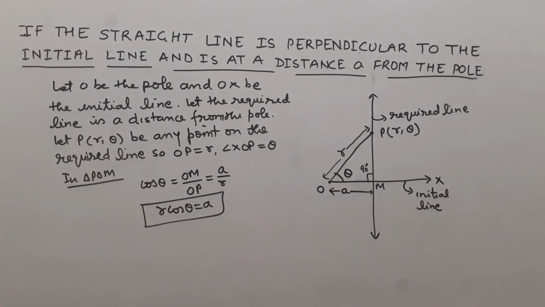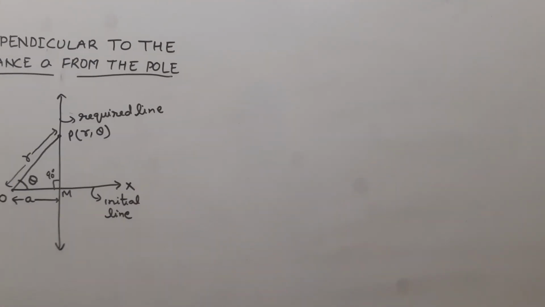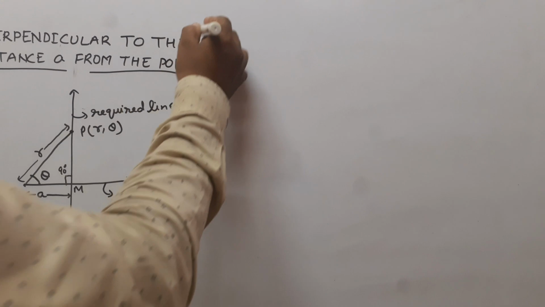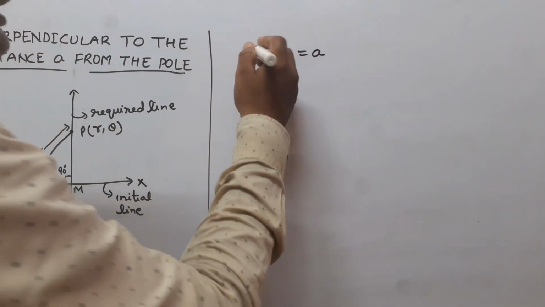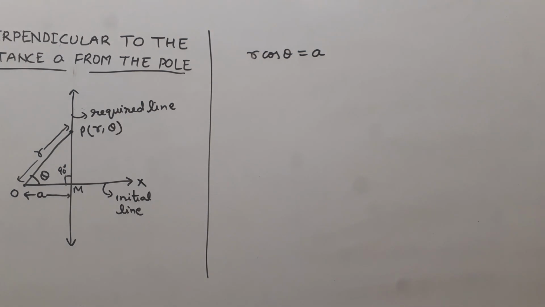Now we convert this line into Cartesian form. We can see here r cos theta is equal to a. This is the polar equation of a straight line which is perpendicular to the initial line and is at a distance a from the pole.